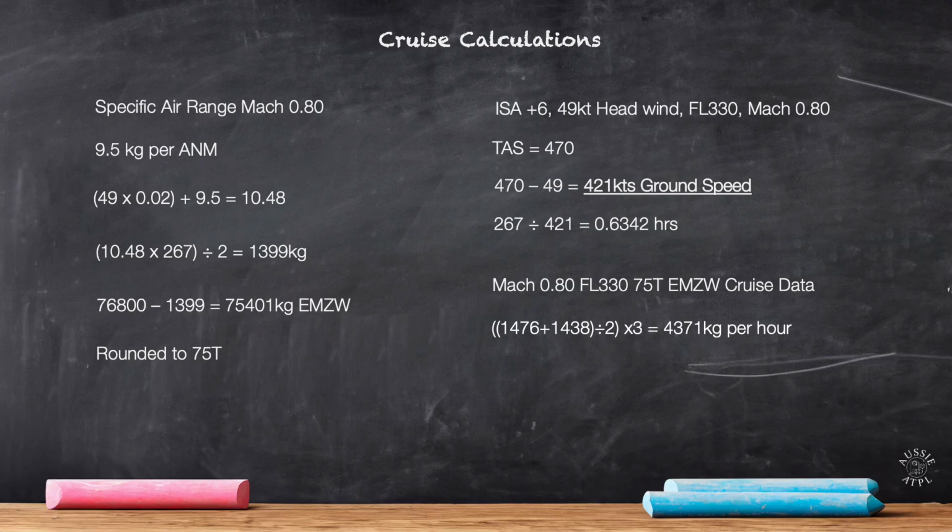So to do that, we take a 76-ton fuel flow and 74-ton fuel flow, add them together, divide that by 2, and then times that by 3 for our 3 engines, and we get a fuel burn per hour. Now that's not adjusted for ISA, so obviously we need to do that with ISA plus 6. We adjust it for an additional 2%, and that'll give us 4,458 kilos per hour.